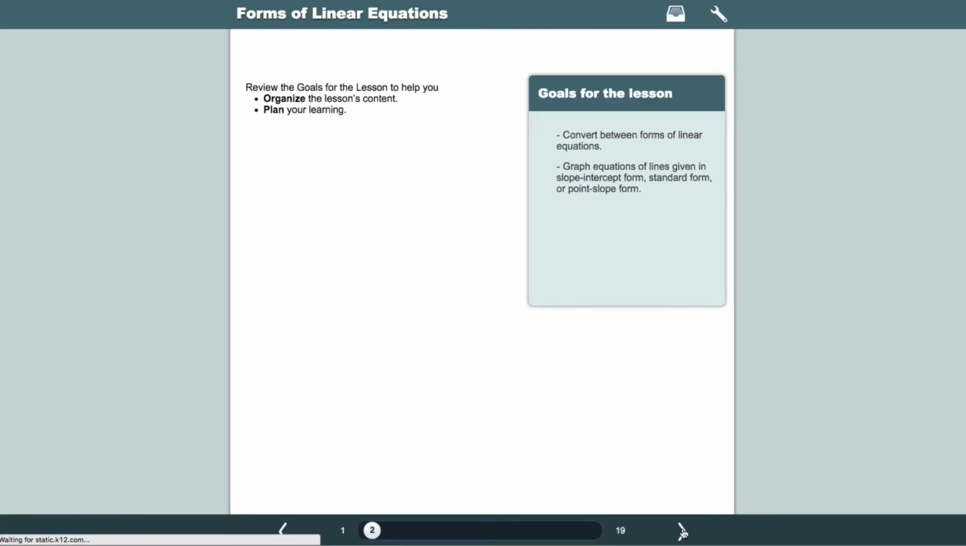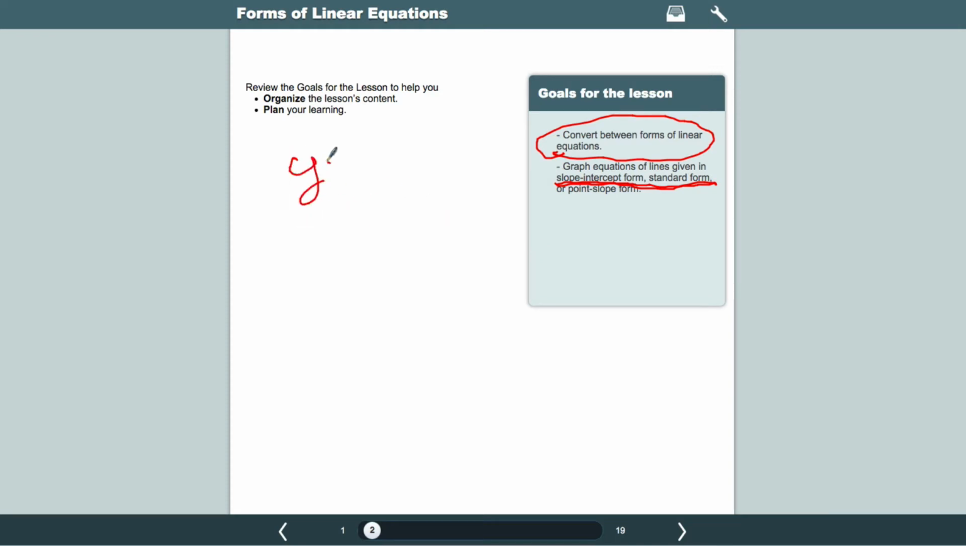So if we go through it really quick, we're dealing with converting lines between standard form and slope-intercept form. Now slope-intercept form is like this: y equals mx plus b, and m is my slope, and plus b right here is my y-intercept. Now that y-intercept just means that x is 0.